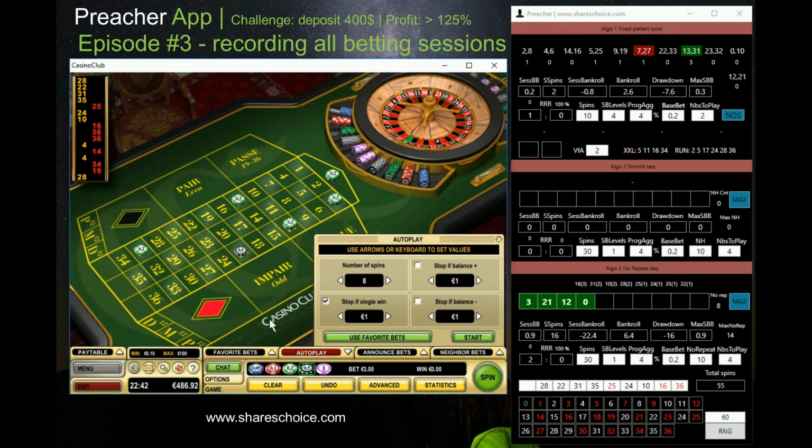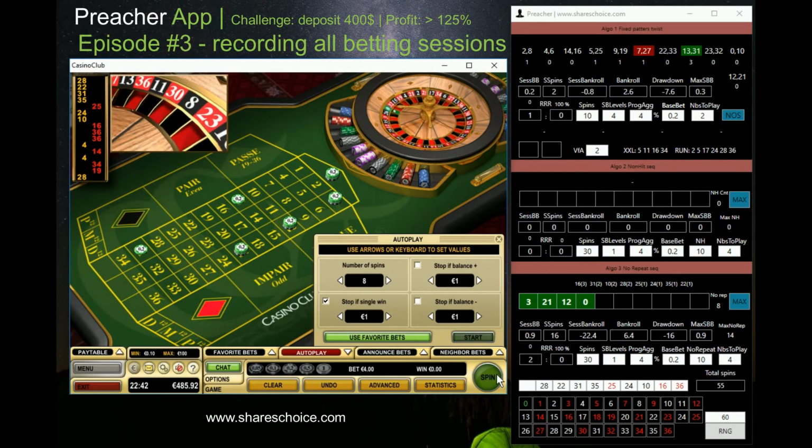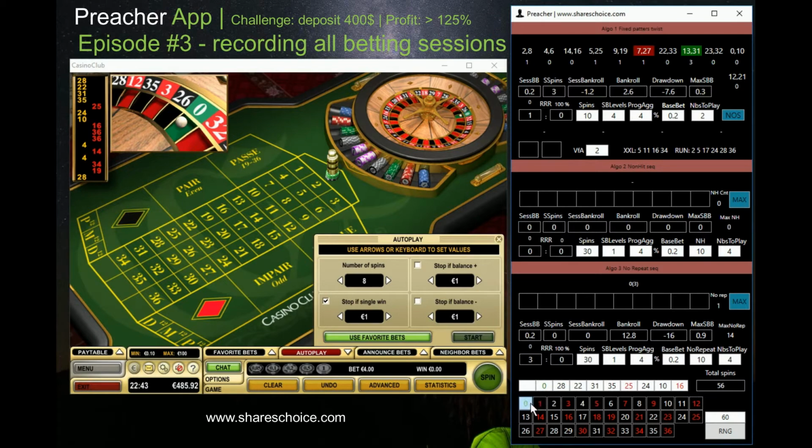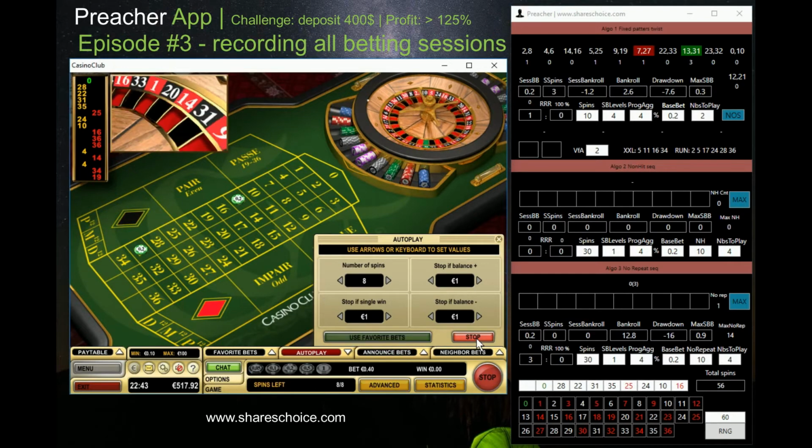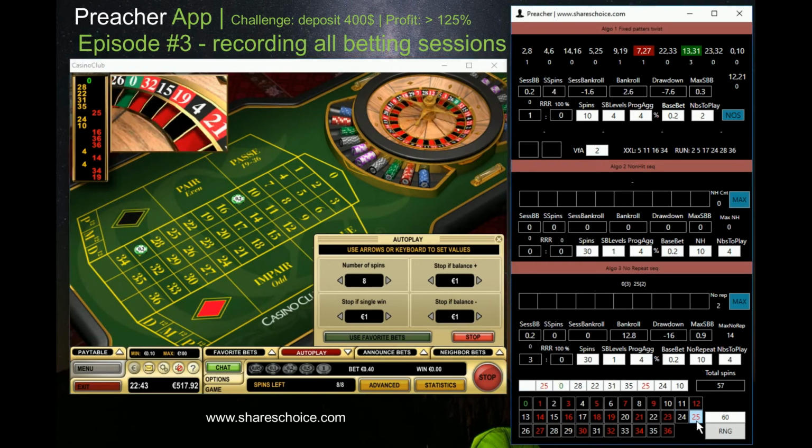Okay, let's increase base bet. And we have a zero. Perfect, this is our number, so we are winning. And now we still continue playing 13 and 31, and let's see. So far it's going good this session.